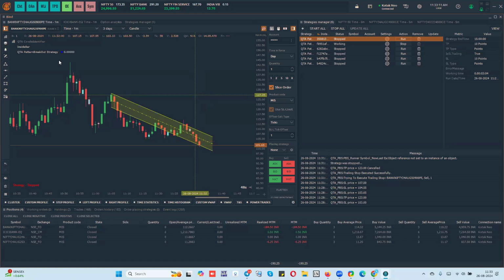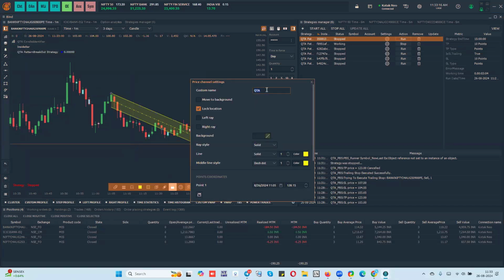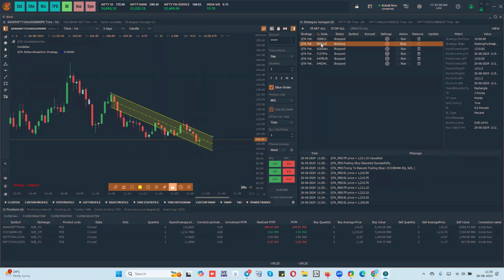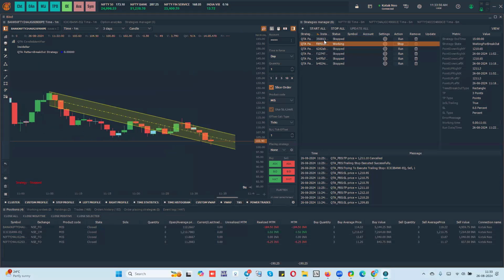And only remember, every time you put a pattern, you have to write QTA in the custom name, as well as lock the location. Only then will it execute the strategy. Otherwise, you will just get an alert here. But it is important that you know about this. And again, if you are trading both directions, unless and until trades in both directions are executed, the strategy will continue to work to take the trade in whichever direction was not executed in the past. So you'll have to either stop this manually, or make sure that you are aware of this strategy running in the strategies manager.